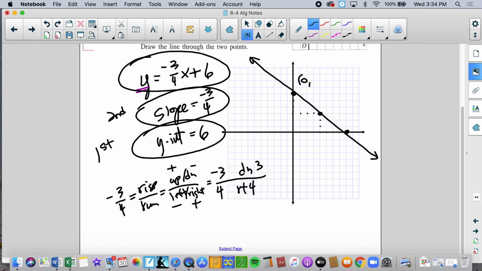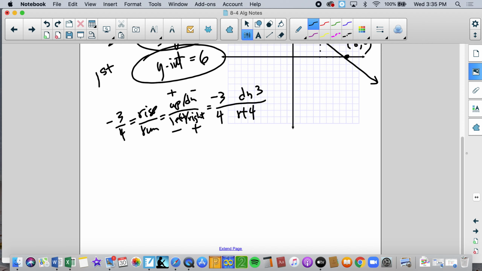Technically, I'd like you to label those points. 0, 6, that's going to be 4, 3, and this is going to be 8, 0. Labeling is extremely important, so I know what points you are on. Just dotting them and your messy handwriting doesn't help me. So you have to list a couple of points, and you have to label them.